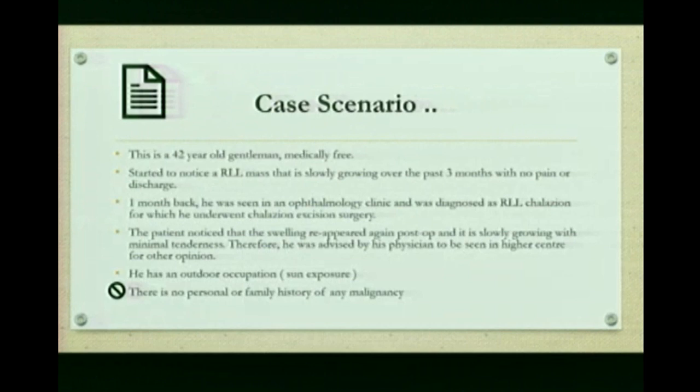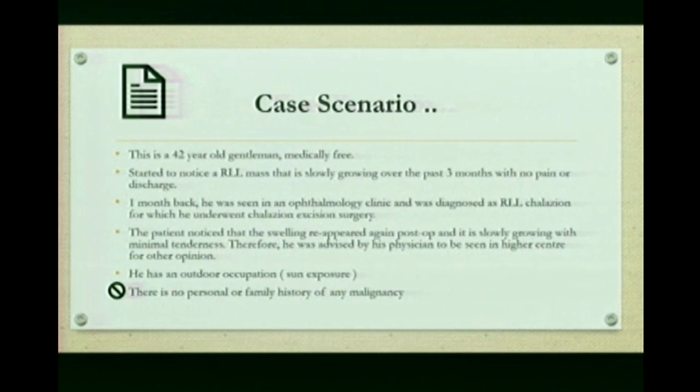Our patient is a 42-year-old gentleman, medically free. He started to notice this right lower lid mass that was slowly growing over the past 3 months. He had no pain and no discharge. 1 month back, he was seen in a private ophthalmology clinic, and he was told by his physician that this was a chalazion, and for that he underwent a chalazion excision surgery. However, post-op, this lesion started to grow again in the same location. The patient noticed this lesion is getting larger with time with no response to the surgery he had before. Therefore, he was advised by his physician to seek another center for another opinion.